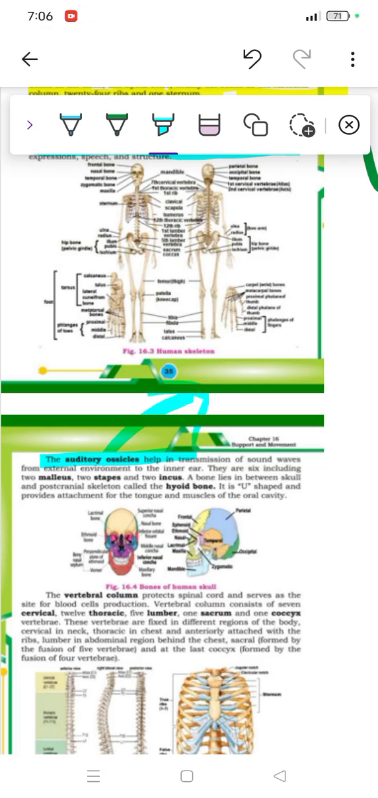Then comes the auditory, meaning ear. In the ear we have three in each: malleus, stapes, incus. This could be an important MCQ as well: which is the smallest bone of our body? Stapes is the smallest bone of our body. They help in transmission of sound waves from external to internal. We have six, including two malleus, two stapes, two incus. Then we have a bone lying between the skull and the posterior skeleton, called the hyoid bone, which is U-shaped and provides attachment for the tongue and muscles of the oral cavity.